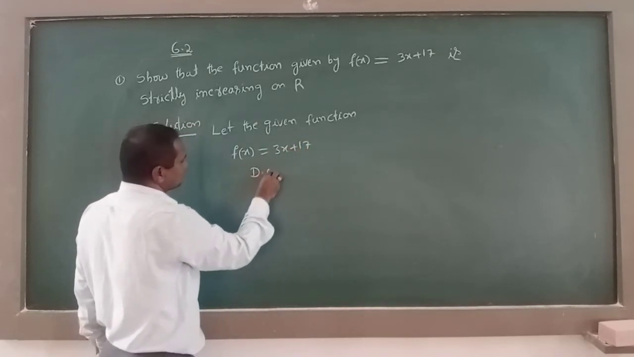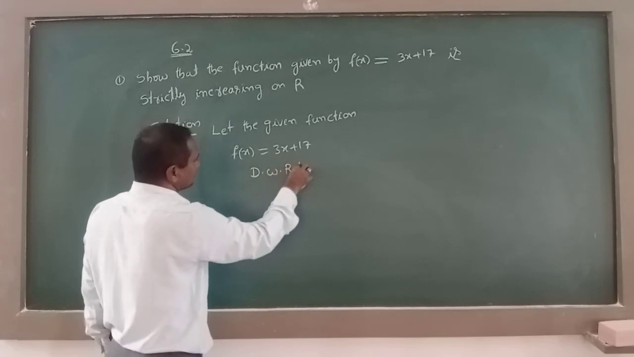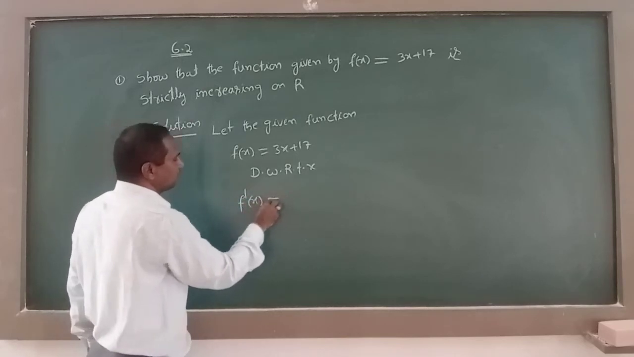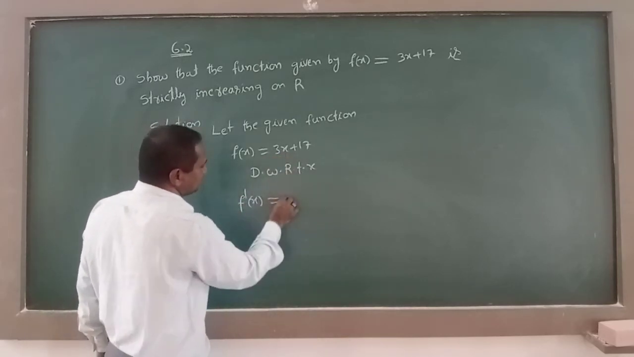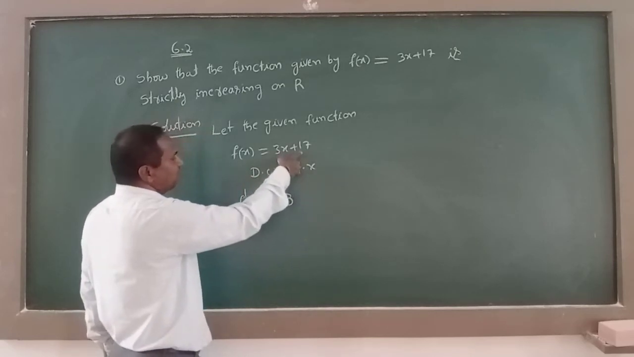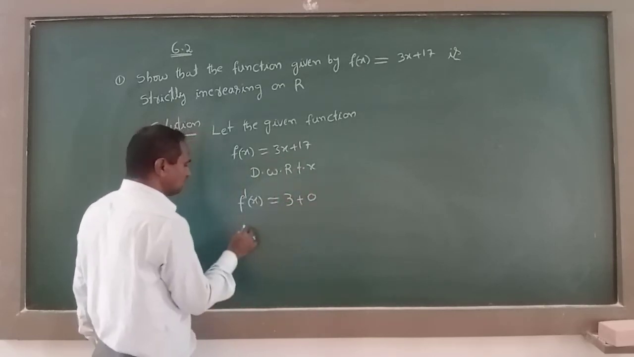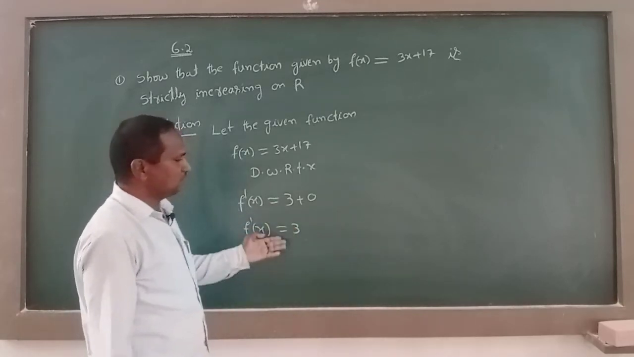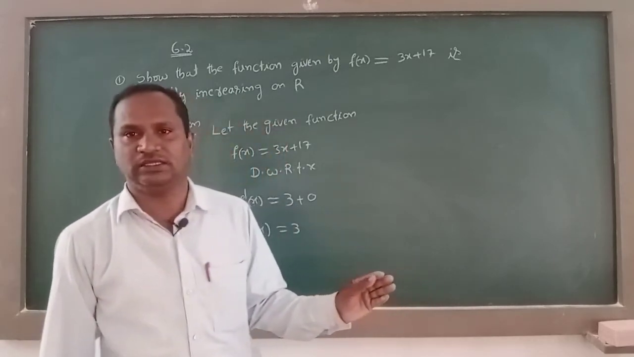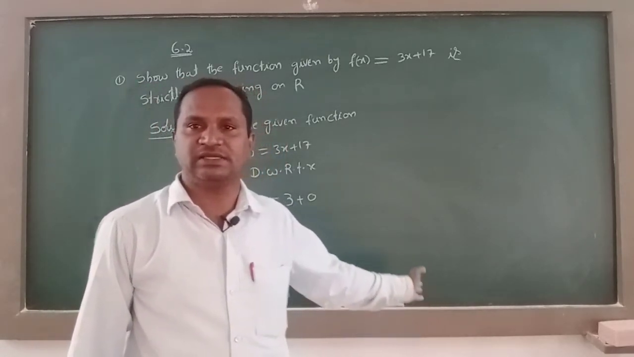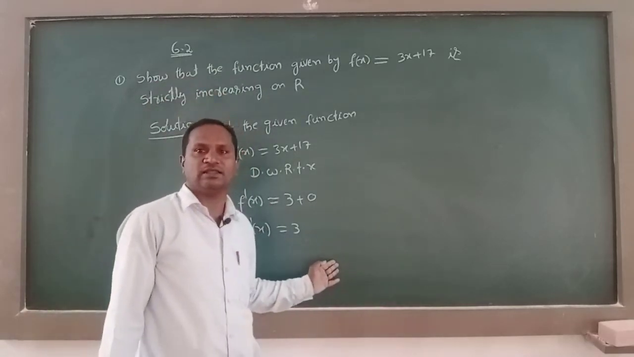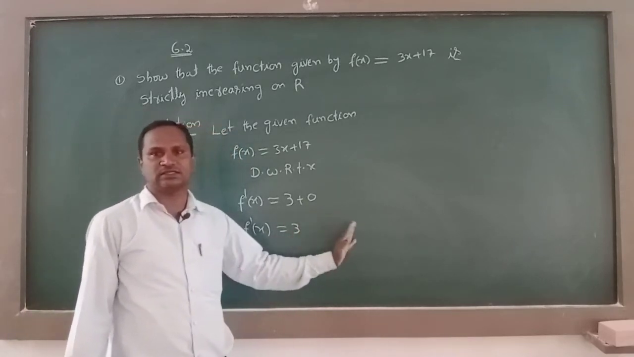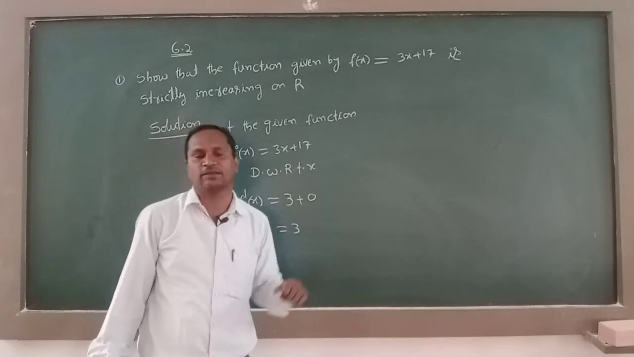Differentiating with respect to x, f dash of x is equal to 3, because d by dx of x is 1, and the independent constant's derivative is 0. So f dash of x equals the real number 3. By observing that real number 3, it is always greater than 0 for all x belongs to capital R.